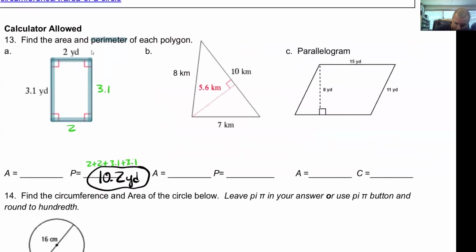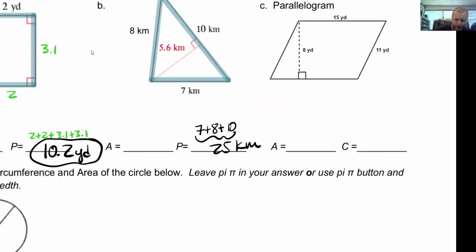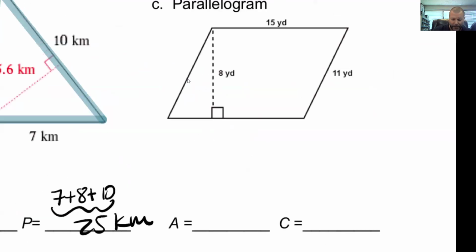So in this example here, I have 8 kilometers, 7 kilometers, and 10 kilometers. So our perimeter is going to be just 7 plus 8 plus 10 kilometers. If we add those up, we get 25 kilometers. Notice that the 5.6 doesn't affect our perimeter because it's not the outside of the shape, it's kind of inside. Spoilers, that's going to help us with our area.